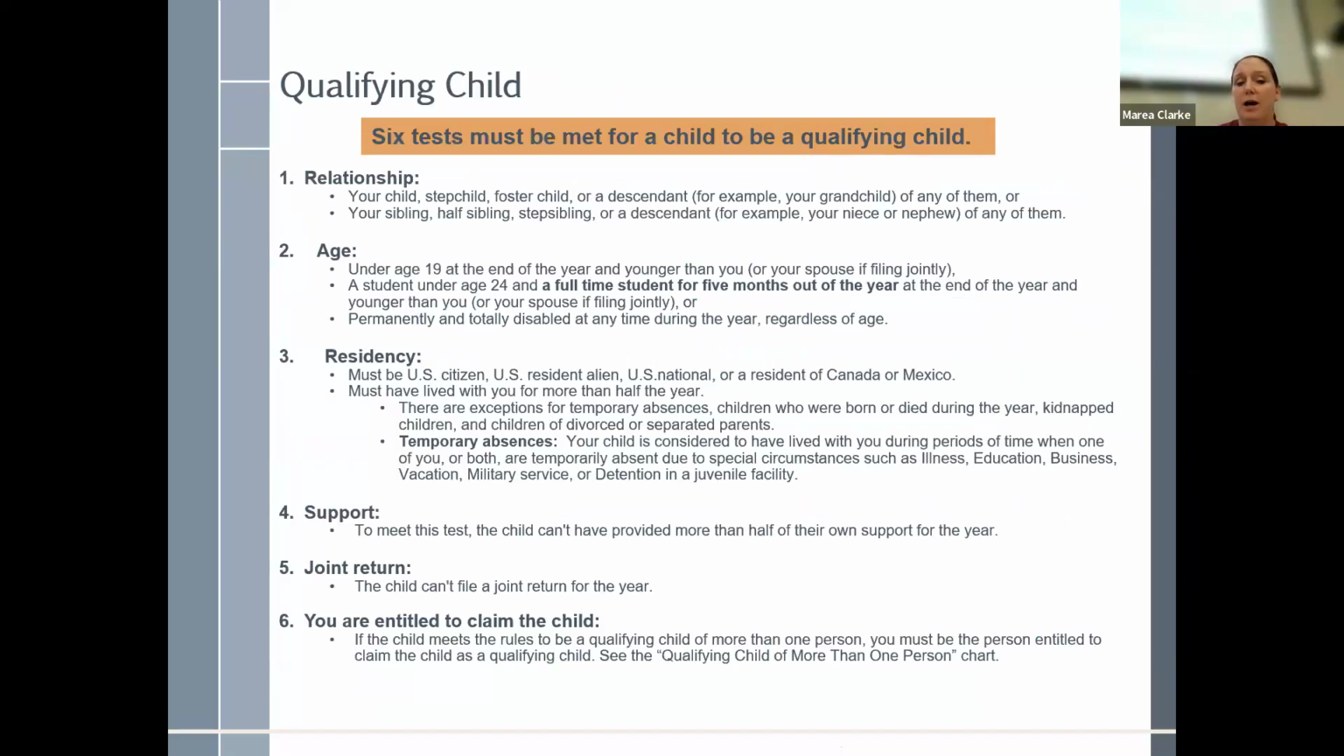To be a qualifying child, there are 6 things that have to be passed. You have to meet a relationship test, right? They have to be your actual child, stepchild, foster child, or a descendant of them, like a grandchild, or your sibling, half sibling, step sibling, or a descendant of them, so like a niece or a nephew.